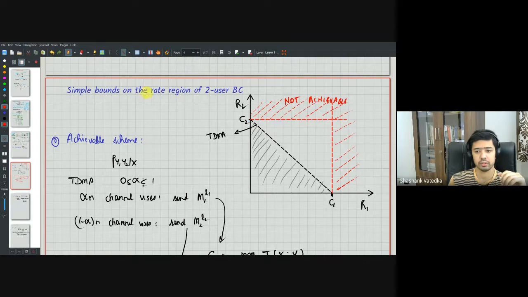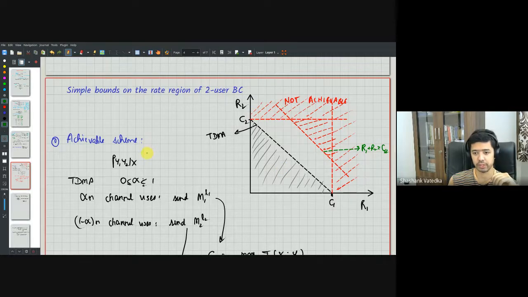So this would maybe correspond to some particular pair over here. Certainly, this region is also not achievable. Okay, so that gives us another condition, right? So this corresponds to R1 plus R2 equal to C12. And certainly, any rate which is outside these is not achievable.